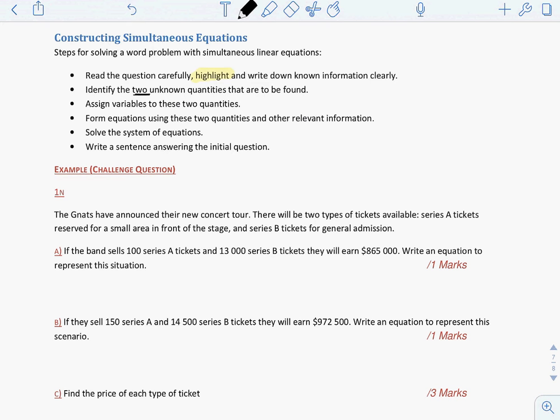You need to assign variables to these 2 quantities. Sometimes you'll be given variables, sometimes you need to assign them. So if none are given, you must assign. Try to form equations using these 2 quantities and other information that you've been given. Once you've got your equations, you can solve them simultaneously. And then again, because this is a worded problem, you need to write a sentence answering the initial question. We're going to do this using the following challenge question, which is basically a short answer question.